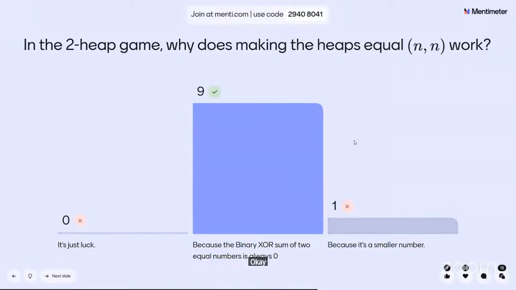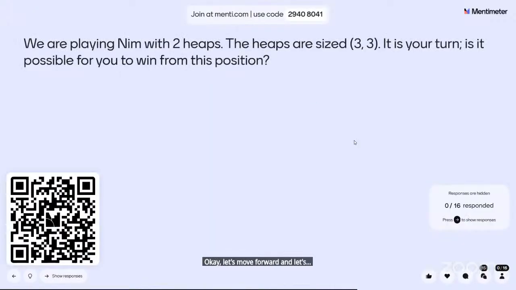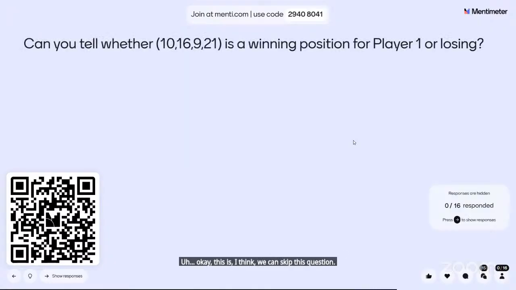Okay, let's move forward. I think we can skip this question. Now let's look at four heaps and I want you to try it. There are four heaps: one has size 10, another has size 16, another has size 9, and the last one has size 21. Can you tell now whether this position is winning for player 1 or losing?